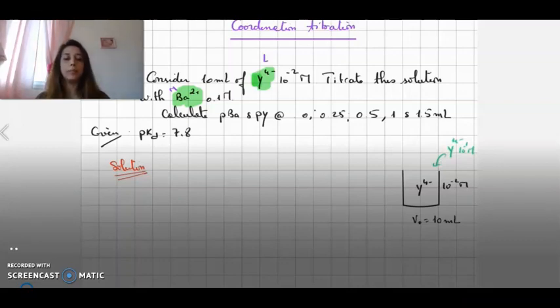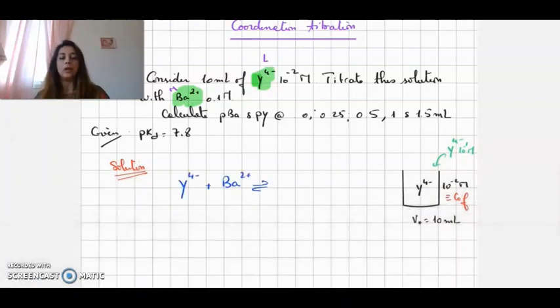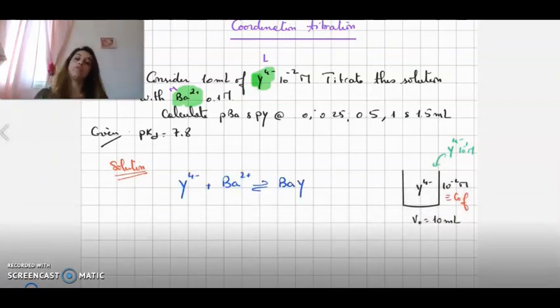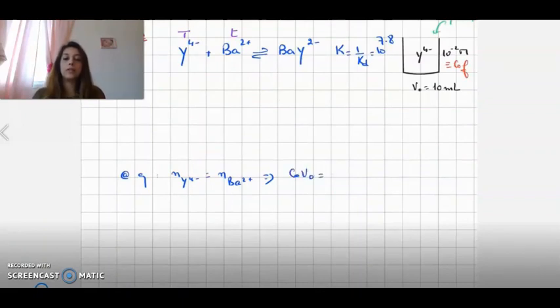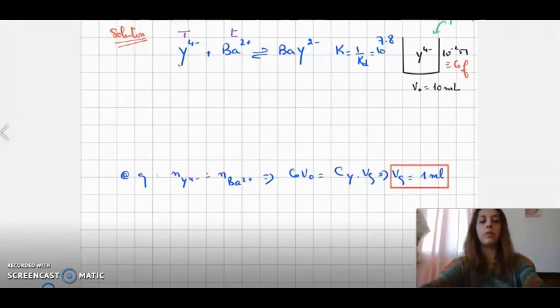So in my beaker I have Y4- at 10 to the minus 2 molar, and in my burette I have Ba2+, at 10 to the minus 1 molar. The reactant in the medium has concentration C0F and volume V0, 10 milliliters. To solve the exercise, at the beginning we have to write the reaction. It's a complex formation reaction, so K equals 1 over Kd, which is 10 to the power pKd, so 10 to the power 7.8. Y4- is my big T in the beaker and Ba2+ in the burette. At equivalence, the numbers of moles are equal, so we can calculate the equivalence volume, which is equal here to 1 milliliter.